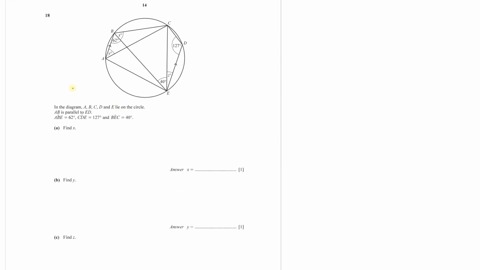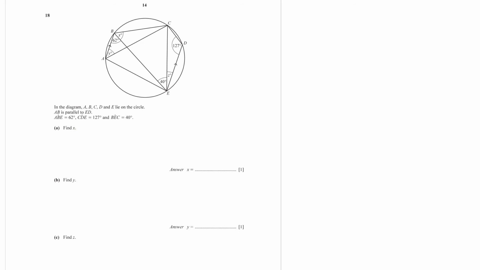So question number 18 is: in the diagram A, B, C, D, E lie on the circle. So all these points are on the circumference of this circle. AB is parallel to ED. ABE is 62, CDE is 127, and BEC is 40 degrees. Find the angle x.